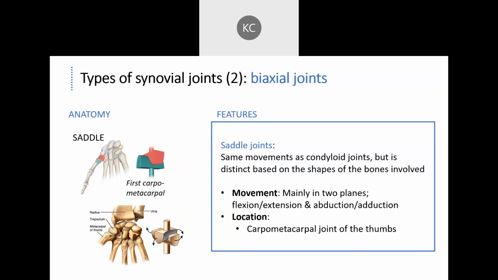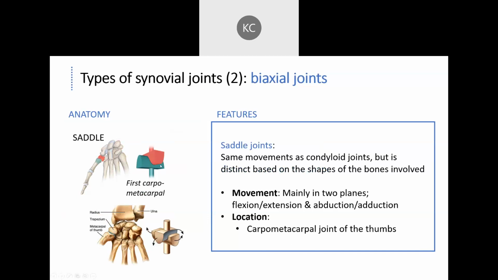You also have one called a saddle joint, right? A saddle joint is a very unique joint, and really the only place we see a saddle joint in the body is at our thumb, right? So if you look here, in between our first metacarpal and the trapezium, which is one of our carpal bones, okay?